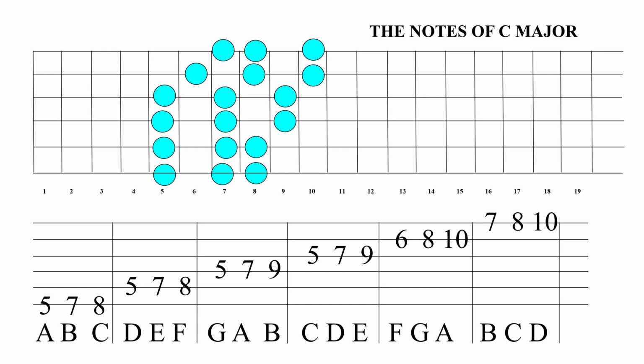Okay, then we go to our D string, we're going to have 5, 7, 9, and on the G string, we're going to have 5, 7, 9. That's G, A, and B, and C, D, and E. Okay, so G, A, B, C, D, and E.